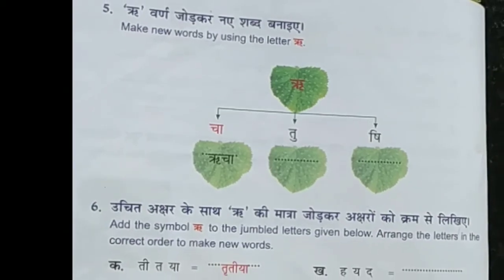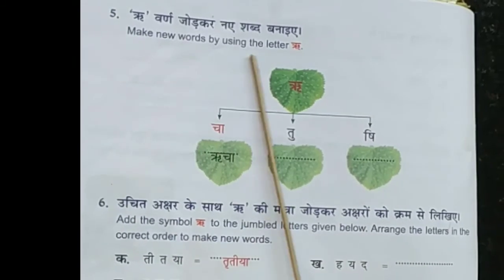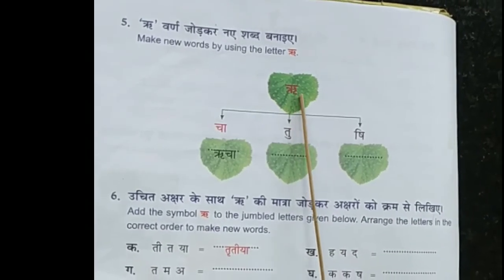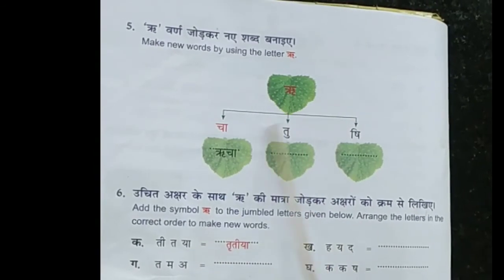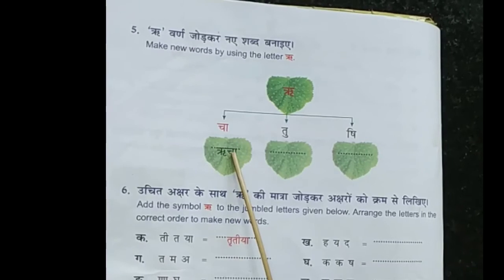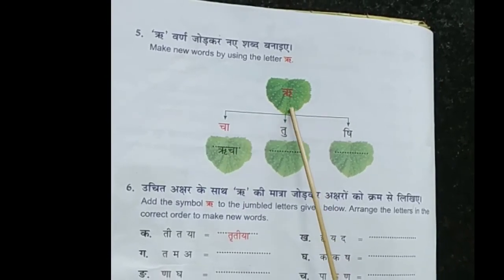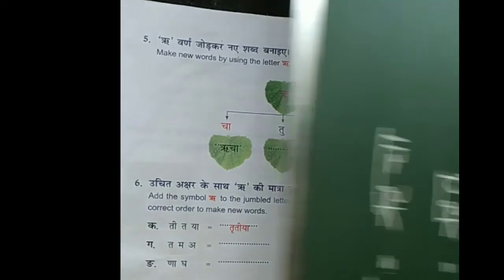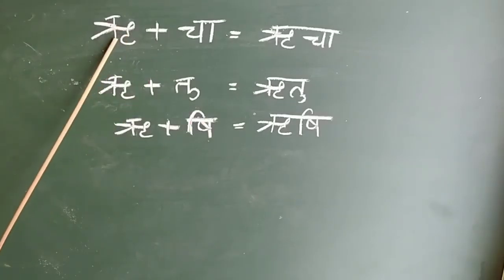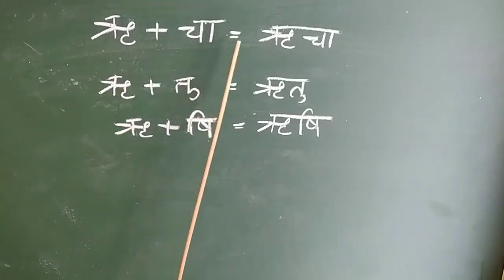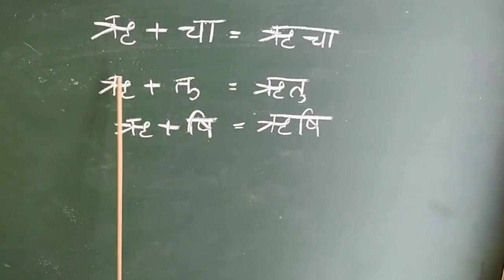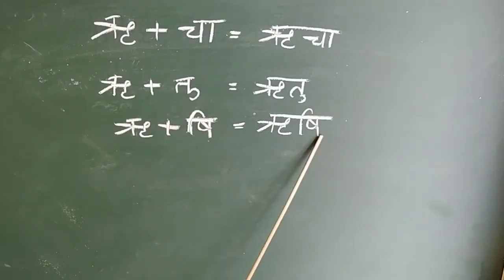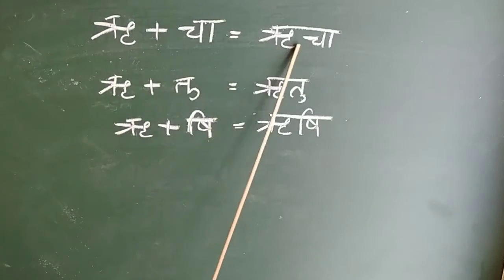Children, now move to page 8. Here see, make new words by using the letter re. So this is the letter re and you have to make new words. See, one example is done for you. Re adik sha, richa. The same way, re adik tu ridu, ri adik shi rishi. Joining these two letters and making a new word.